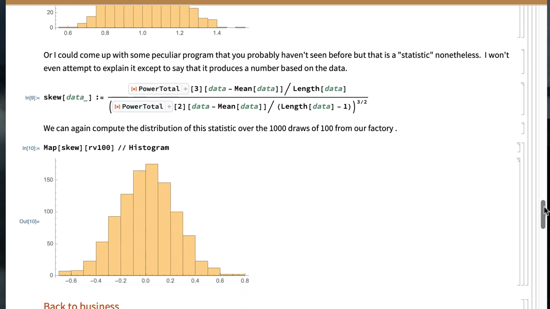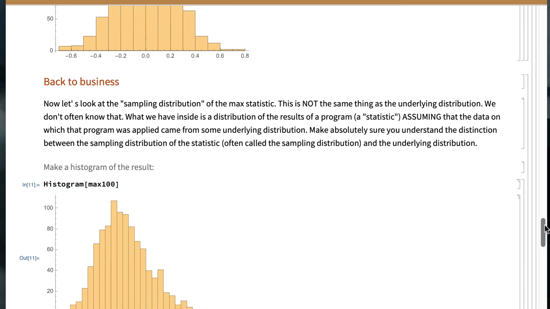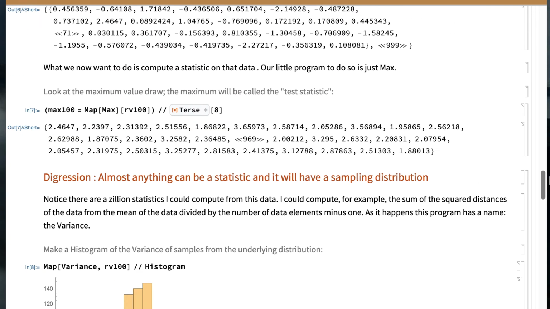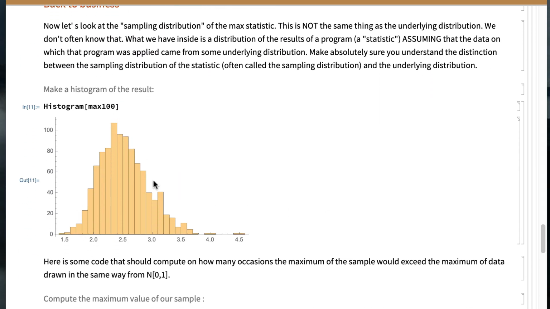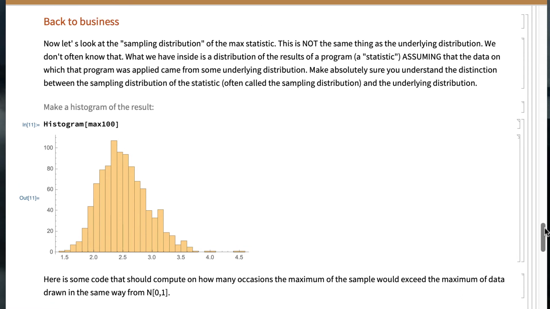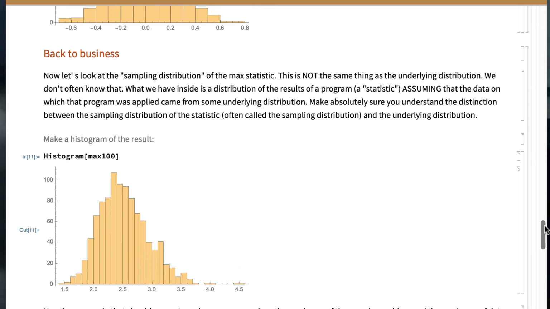You'll notice, by the way, that this clearly is not drawn from normal 0, 1 in the sense that its peak is at 2.5. For a normal distribution, you'd expect to see the peak at 0. And that's because we're not looking at the underlying distribution here. We're looking at what the maximums were each time we picked 100 samples from the normal distribution. So I hope I've made clear that this is a sampling distribution.